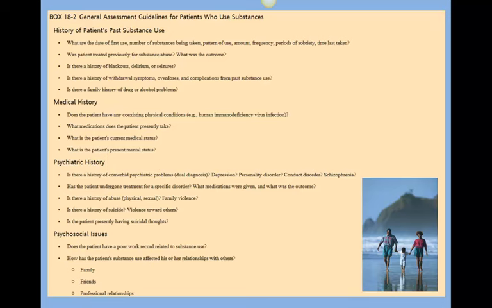So this box is just some guidelines on what we're going to want to assess in our patients, looking for substance abuse. Assessment should be across the lifespan. Again, it is an equal opportunity, therefore it affects all ages and all groups of people. So we're going to want to do this screening assessment with each individual that we come in contact with in our practice.